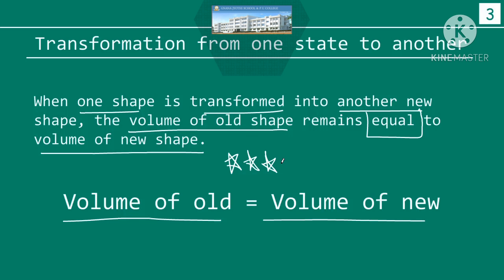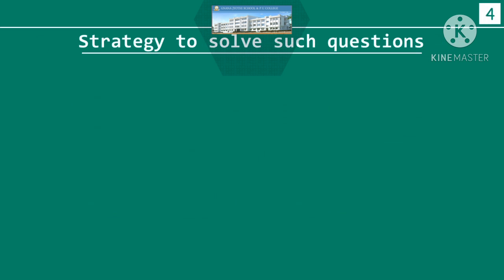So it's very, very, very important to keep in mind whenever you have a transformation from one state to another, that the volume of the old shape is always going to be equal to the volume of the new shape. And as we just saw, the reason is that you're using the old shape to make the new shape, because you are not adding anything extra. You take the old shape and use that to make the new shape. So the volume of the old is always going to be equal to volume of the new. Very, very important to keep this in mind, right?